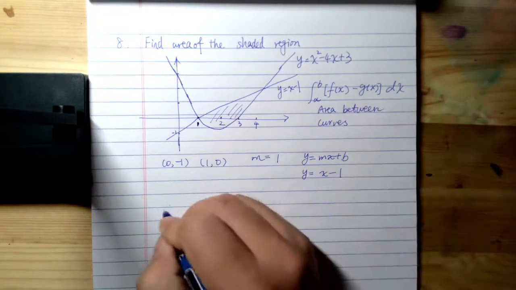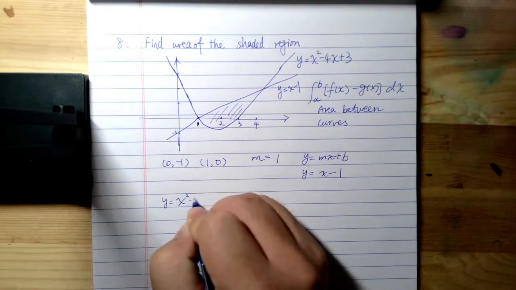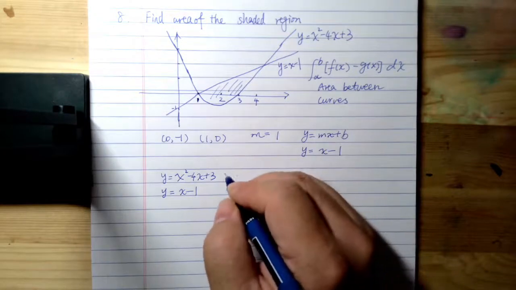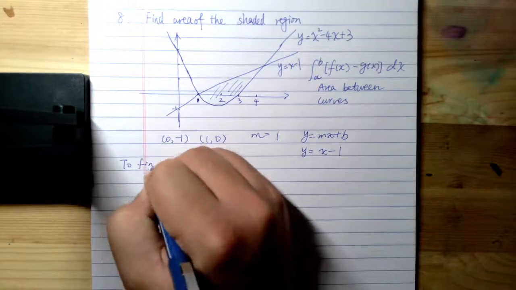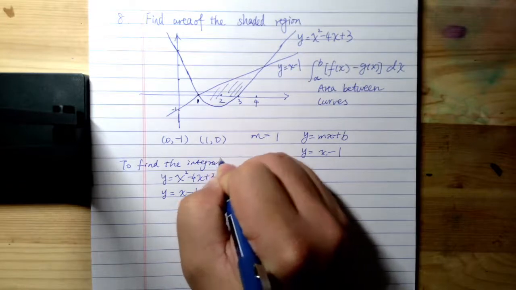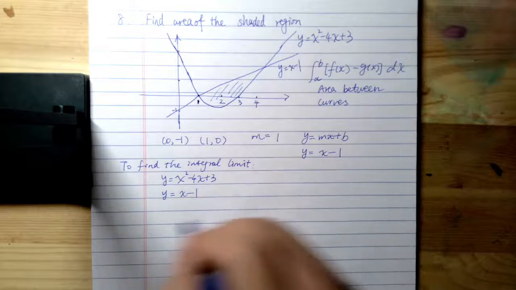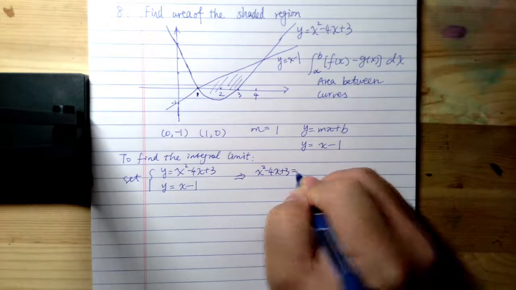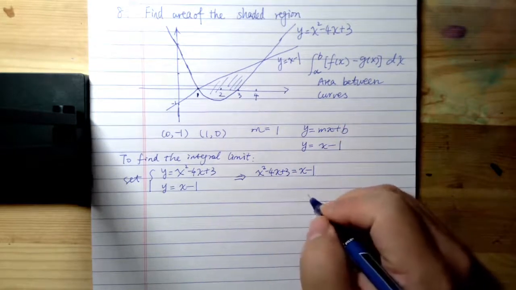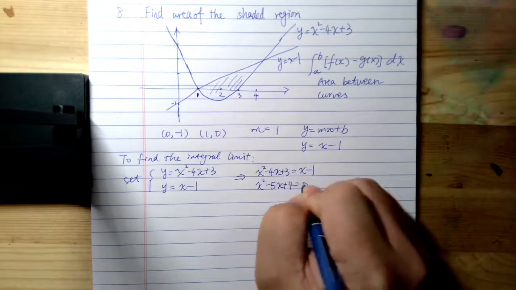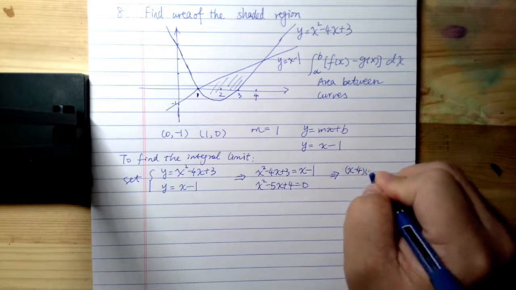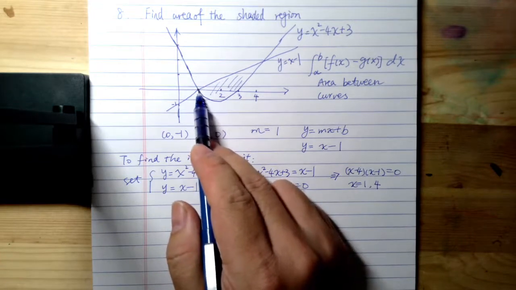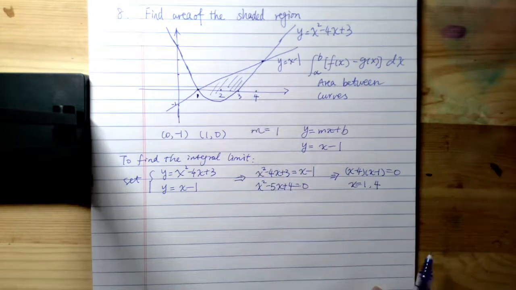What you can do here is set those two equations equal and solve for x, to find the integral limits. We get x squared minus 4x plus 3 equals x minus 1, so x squared minus 5x plus 4 equals 0. That factors as (x minus 4)(x minus 1) equals 0, so x indeed equals 1 and 4. This point has x equal to 1, and this point has x equal to 4. So now we have everything.